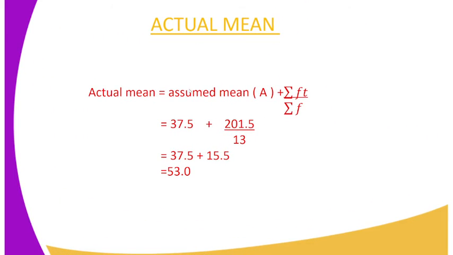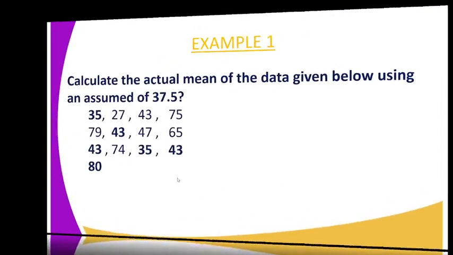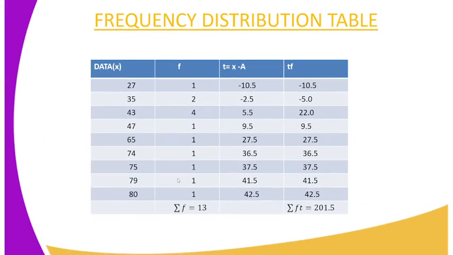Then the actual mean is calculated as follows. You take the assumed mean given as 37.5, then you add the summation of tf divided by the summation of f, which after calculation comes to 15.5. Then you add it to the assumed mean, and the answer becomes 53.0, and that is the answer you are supposed to get.